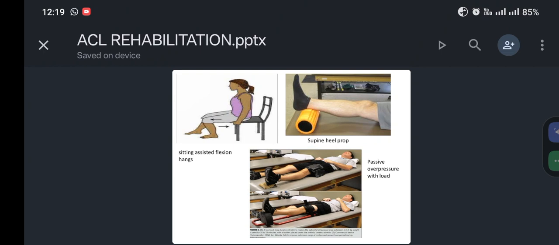The next exercise is passive overpressure with load to increase knee extension range of motion or to improve the knee extension lag. This exercise can be given with the heel raised on the bolster. We can apply passive overpressure over the distal anterior thigh in the direction of extension to increase the extension. So that is passive overpressure with load in the direction of extension to improve the knee extension range of motion.